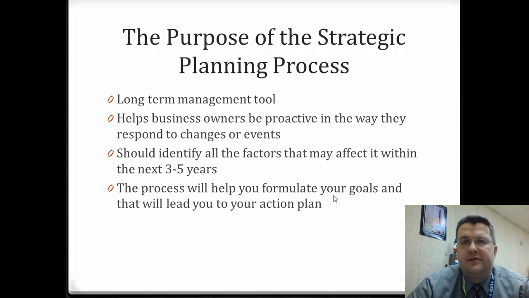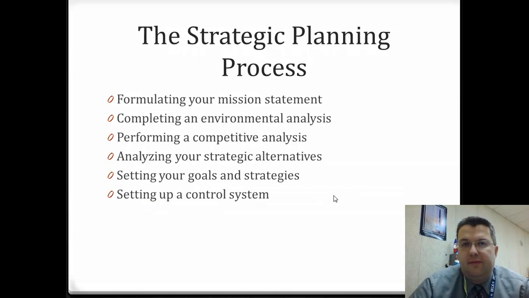This process, once you're done with it, will help you formulate your goals, and those goals then will lead you ultimately to an action plan. When we talk about the strategic planning process, we look at 6 specific steps within the process. And the strategic planning process is an ongoing process of going back and evaluating your current plan and then identifying a new plan to follow. For example, here at Gateway, we just finished one strategic plan, and now we're in the planning stages of identifying and creating our next 3-year strategic plan.